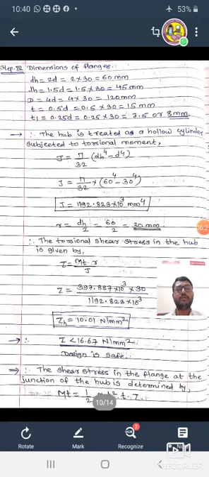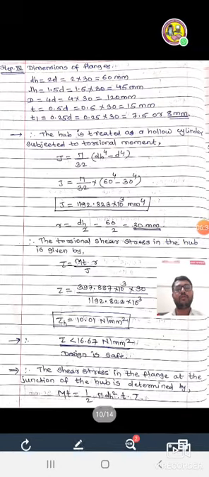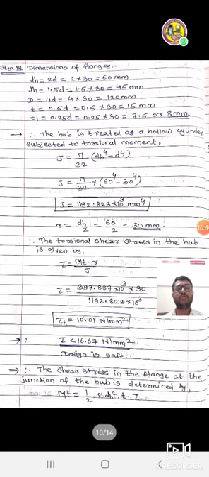Next important parameter to design is the hub. The hub is treated as a hollow cylinder subjected to torsional moment. We know that polar moment of inertia is J equal to pi by 32 (ds raised to 4 minus d raised to 4). We get J is equal to 1192.823 into 10 raised to 3 mm raised to 4, and radius r equal to diameter of hub by 2, it is 30 mm.